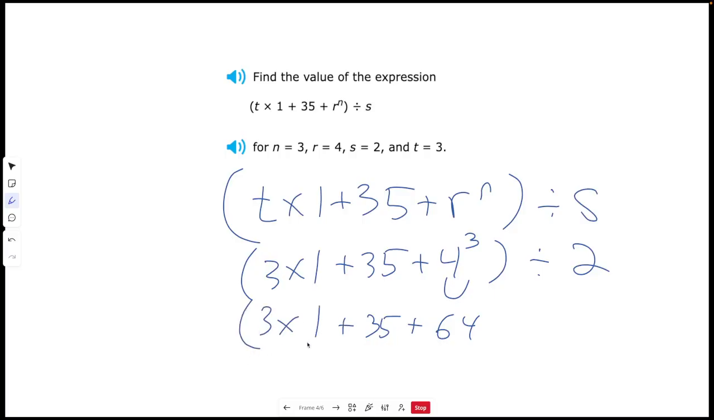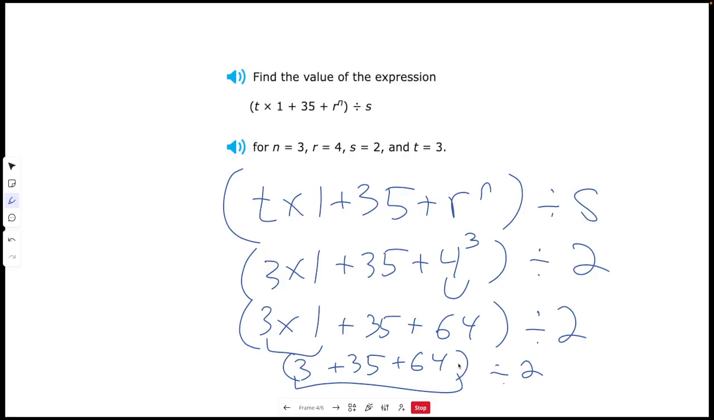Plus, I'm going to run out of room here. Multiply. And then add from left to right. I'm just going to add all of these at the same time since they're all addition. 38 plus 64. Without using a calculator here, let's see if I can do this. 9, 10, 102. Double check myself. Yes, that is correct. So we're doing 102 divided by 2. So 102 divided by 2 is 51, final answer.